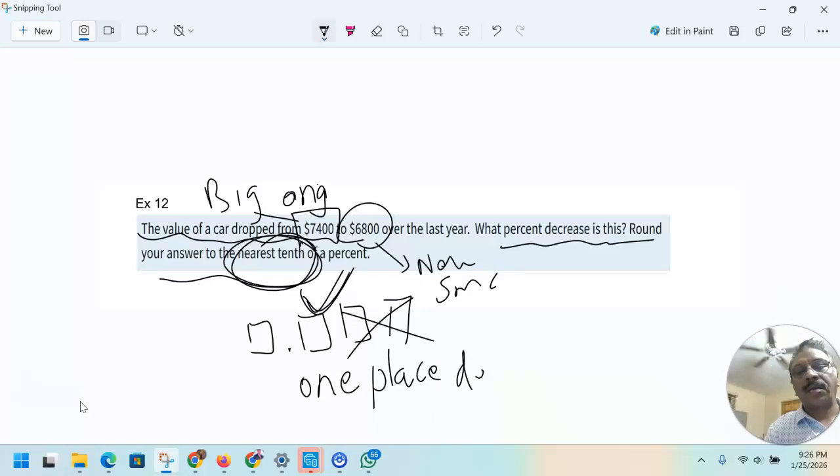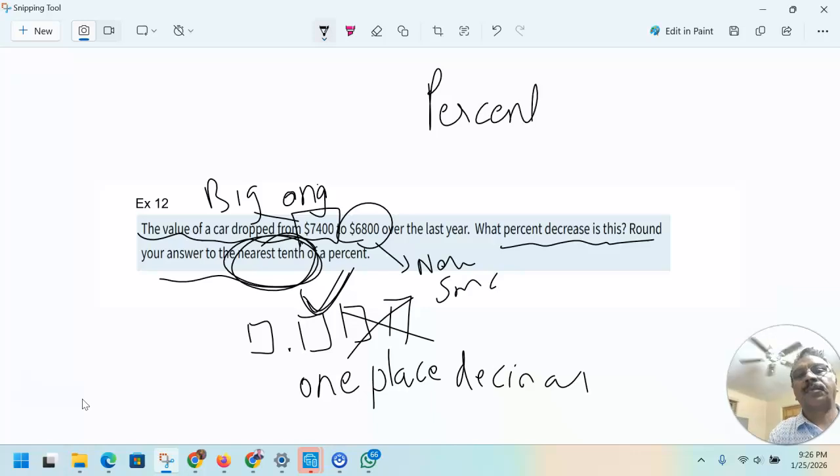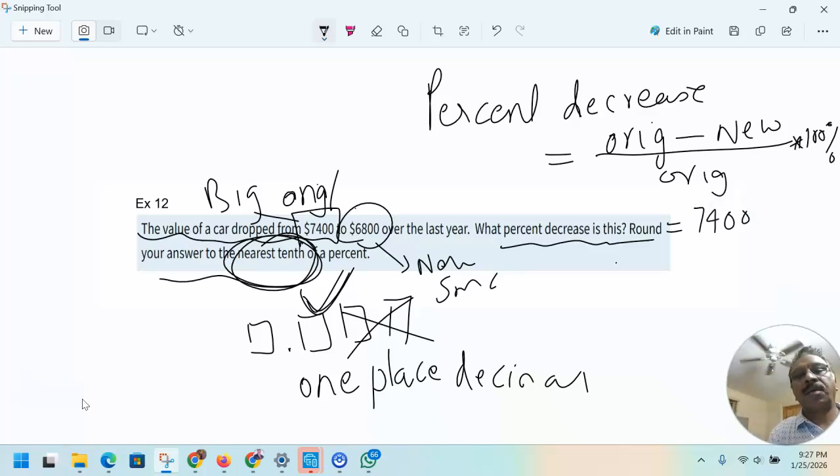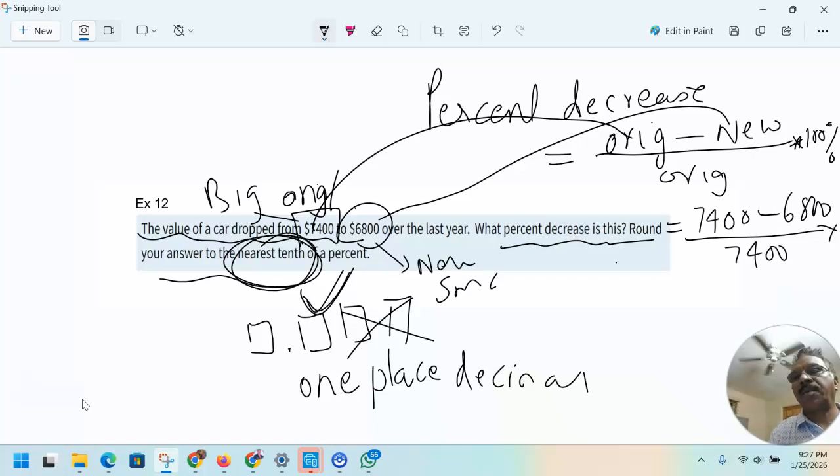So let's see what formula we can use. The percent decrease formula: because the original price is big, I'm writing all the steps: the original minus the new, divided by the original, and then you multiply by 100%. So you write 7400 here, minus this goes right here, and the 7400 repeats at the bottom. And then you multiply by 100%.